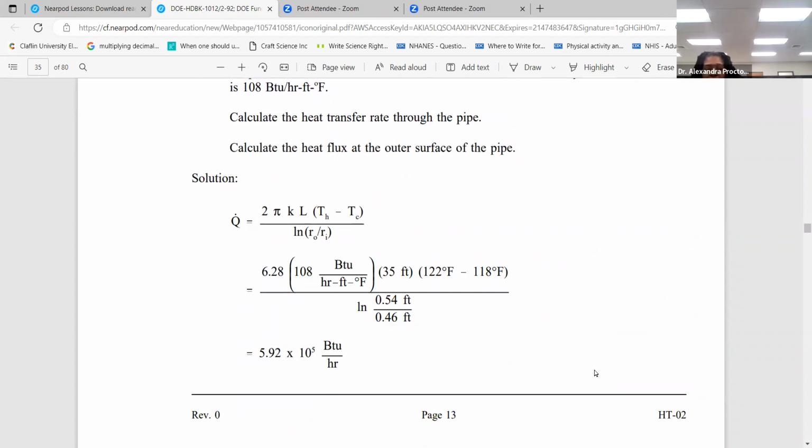Q is equal to 2 pi K L times T sub H minus T sub C divided by the natural log of R_O over R_I. And then they plug in and solve. So 6.28 times 108 BTU per hour foot degree Fahrenheit times 35 feet times 122 minus 118 degrees Fahrenheit divided by the natural log of 0.54 over 0.46. And they solve to get a Q of 5.92 times 10 to the 5th BTU per hour.